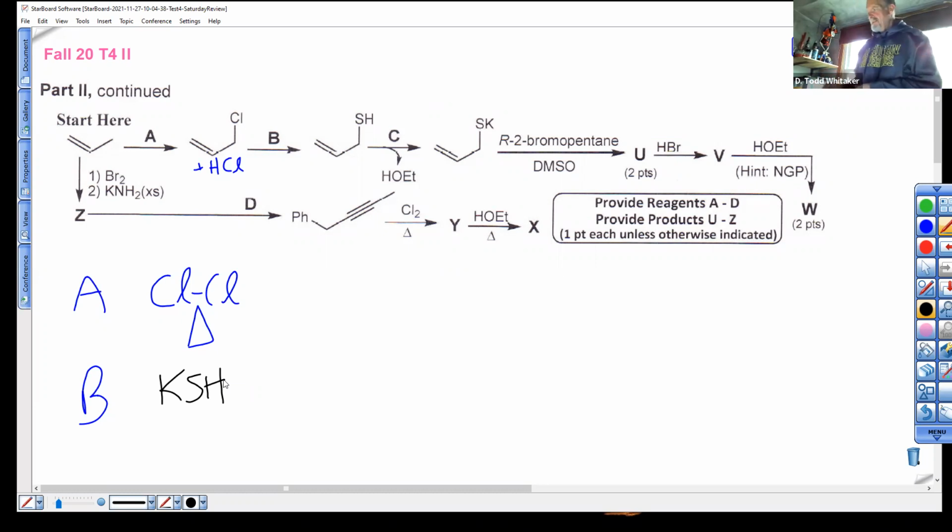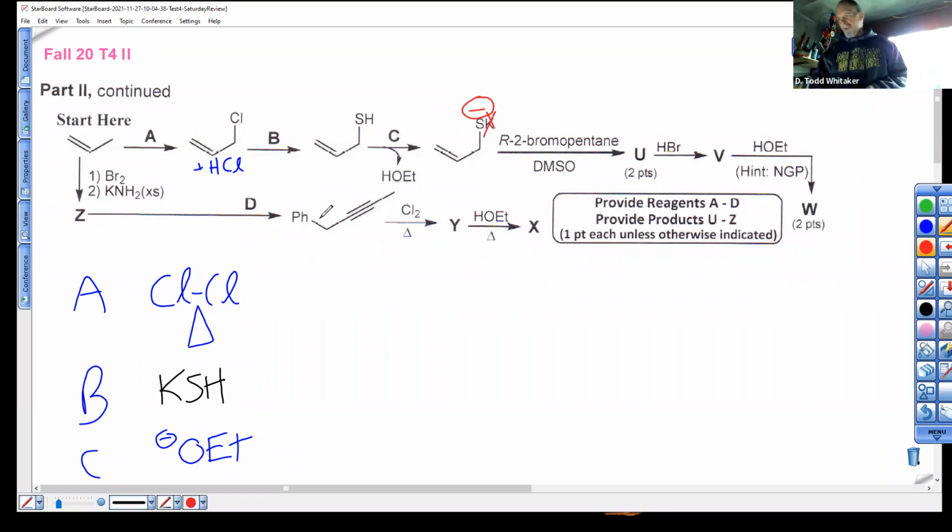And C, the answer is almost right there. It says you're going to generate HOEt and take the H off of sulfur. So I think you're going to use a base with OEt minus. And if you're not worrying about cations, you just do this and say, I don't care what the cation was. There you go. And that would generate HOEt because O minus took the H off S.